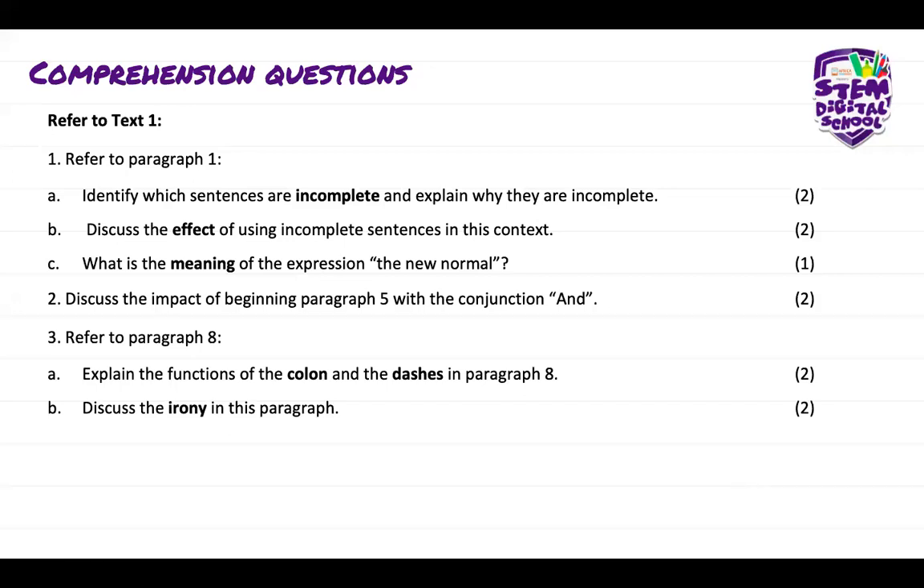Refer to paragraph 8. Let's go to paragraph 8. It says, explain the function of the colon and the dashes in paragraph 8. Lovely. Look at colon and dashes. Number B says, discuss the irony in this paragraph. Ooh, okay. So now we want you to remember it's reading and viewing. So we want to see how your reading skills and viewing skills are applied in this, and how you're able to appreciate the way the person who wrote this article wrote it in that particular way. All right, okay.